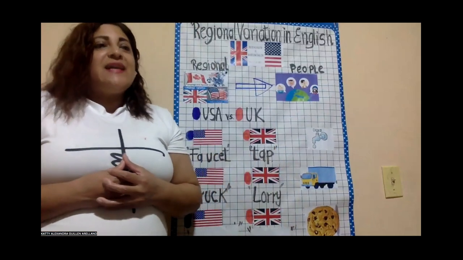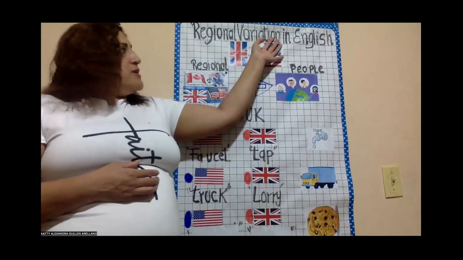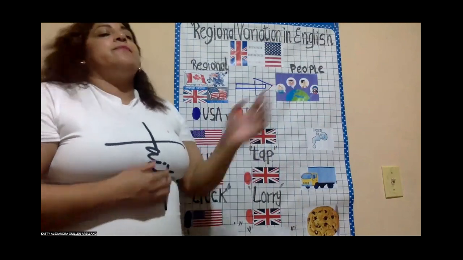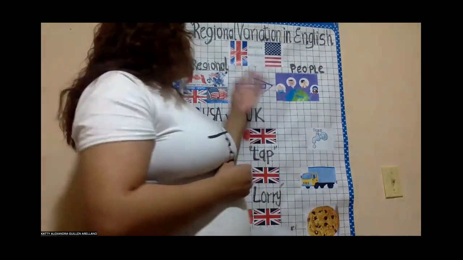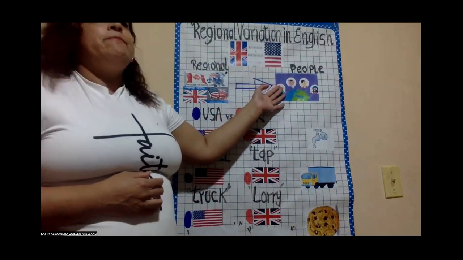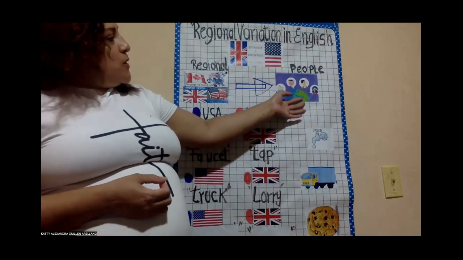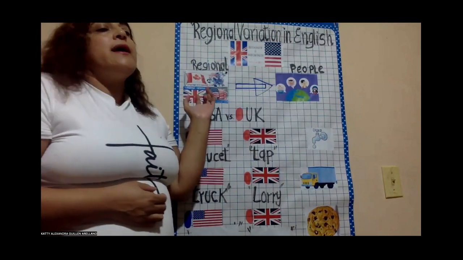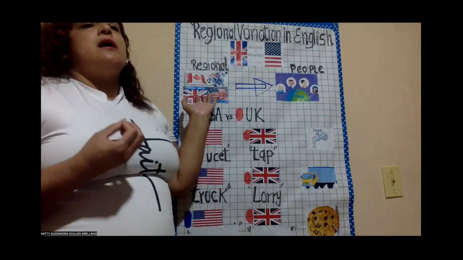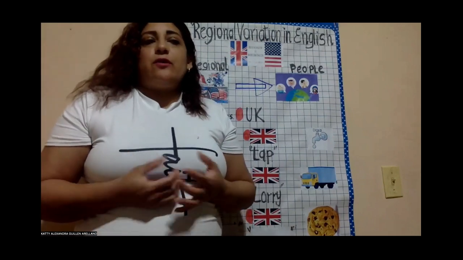Hello everyone. Today we are going to talk about interesting language variation: regional variation in English. So, what's the meaning? Well, regional variation refers to the difference in the way a language is spoken depending on where you live. In other words, it refers to accents, dialects, and local expressions that change from one region to another.